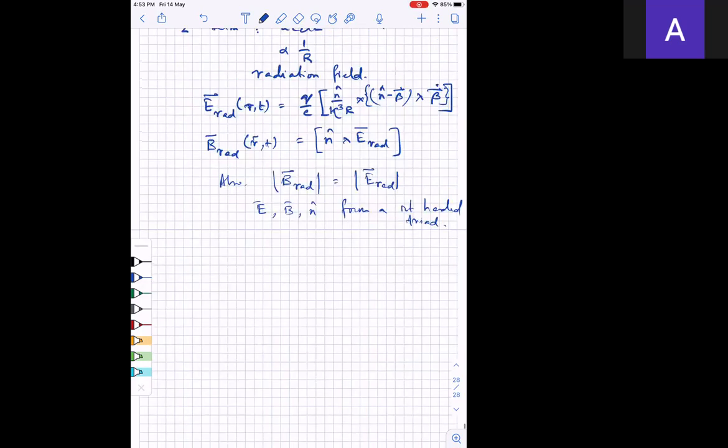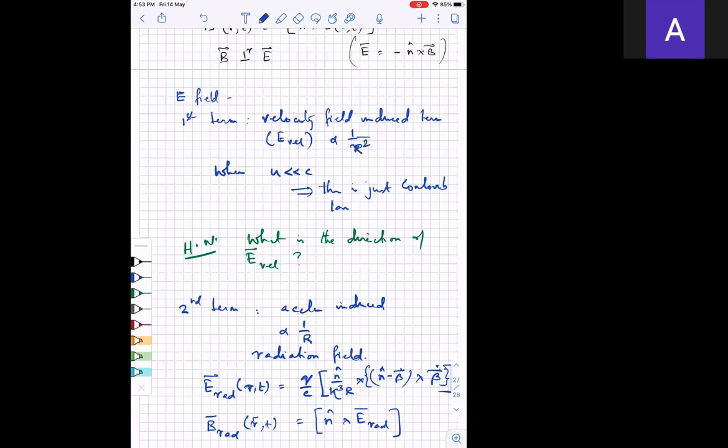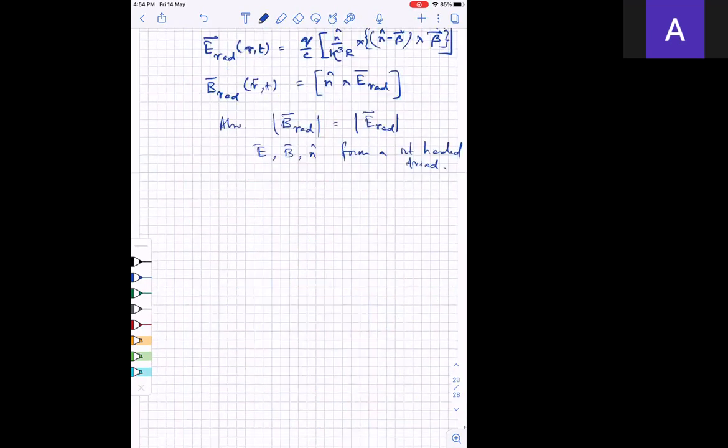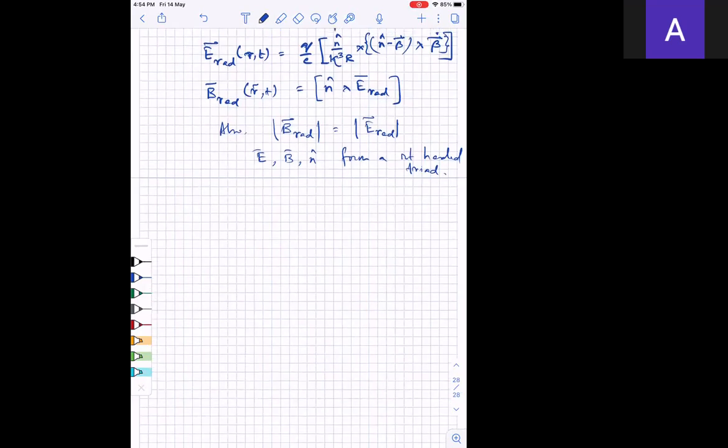not like over here, or in the static case, where the direction of your E was basically not perpendicular to the n cap. But for the radiation field, your E is perpendicular to the n cap, and B is just a consequence of that. For the static case, E is not perpendicular. So if I have one charge, E is not perpendicular.